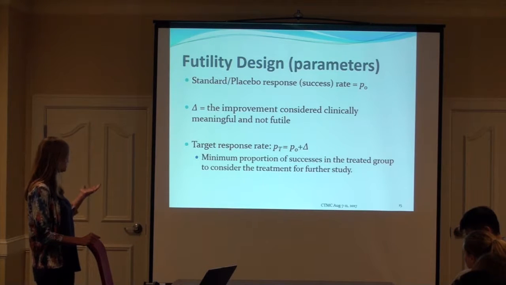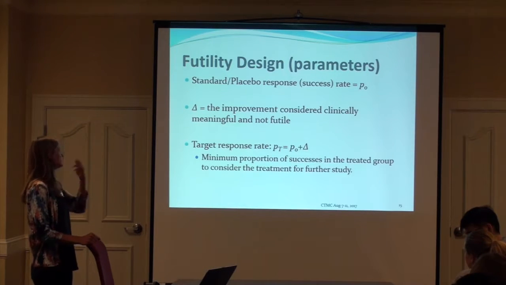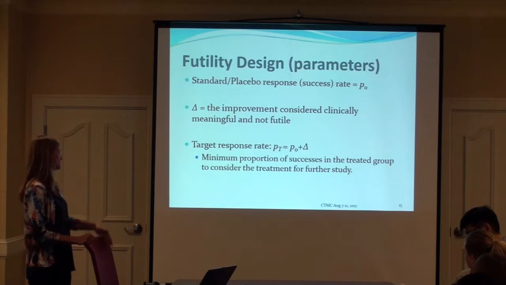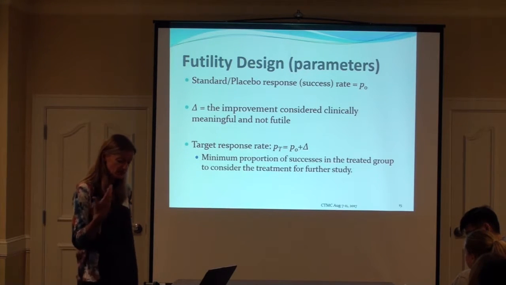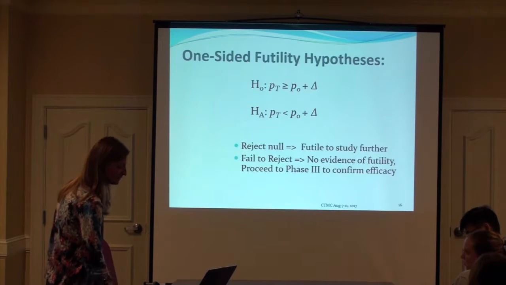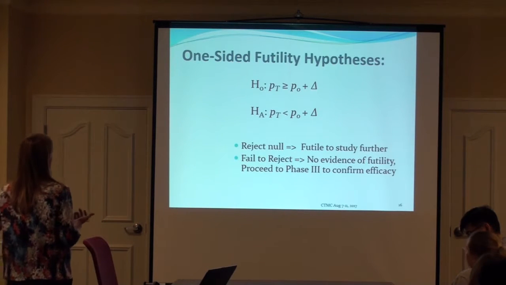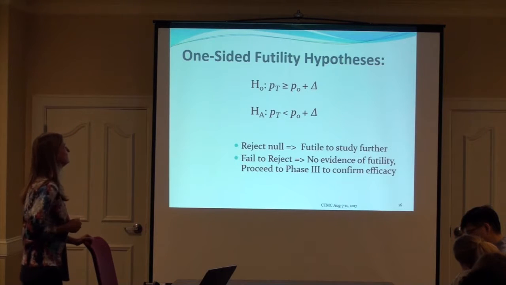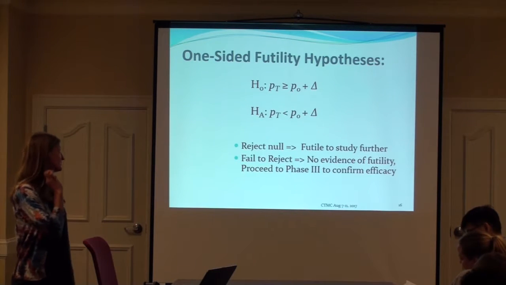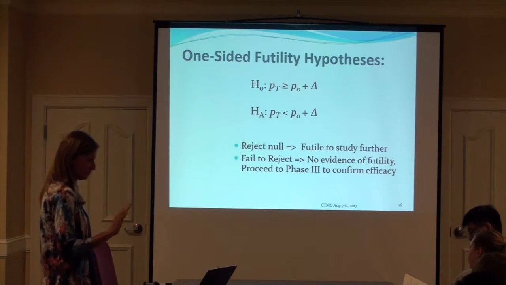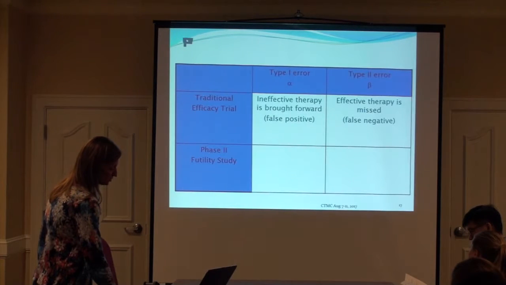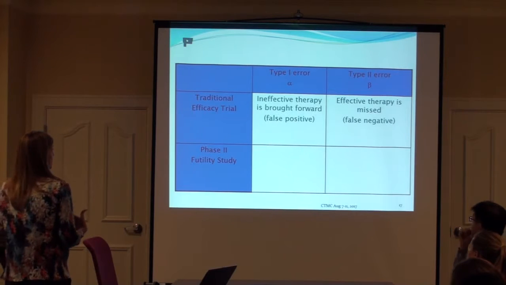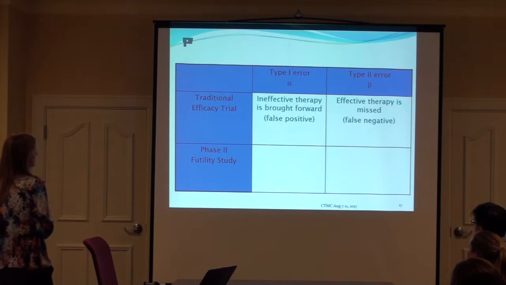So then our target response rate has to be that success rate plus whatever that threshold is. It's got to be greater than that, and if I see something greater than that, then I'm not going to stop for futility. So there's our one-sided futility hypotheses. Again, remember that if we reject the null, then we're done, and we're not going to pursue any further studies with this treatment.